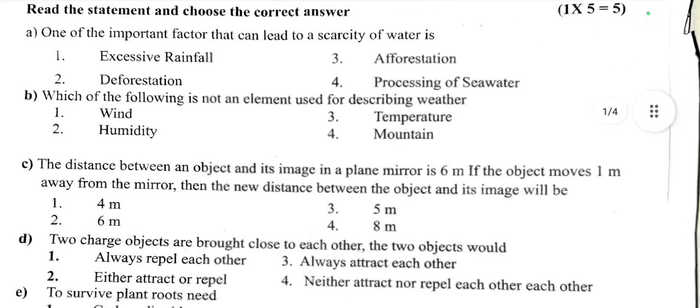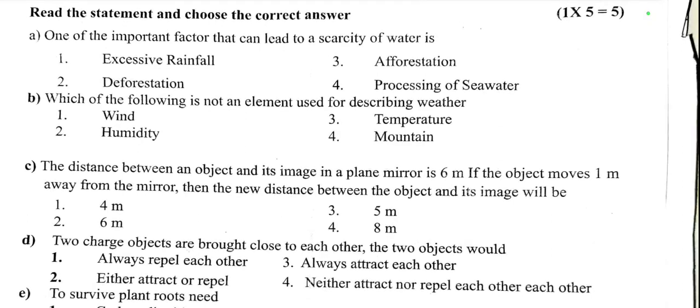One of the most important factors that can lead to the scarcity of water is deforestation. Which of the following is not an element used for describing weather? The answer is mountain, because all the others are part of weather, so it is mountain.